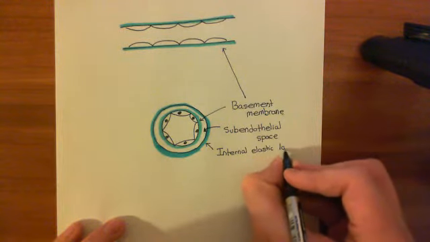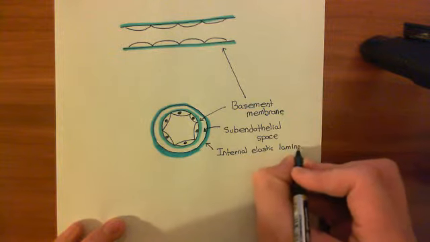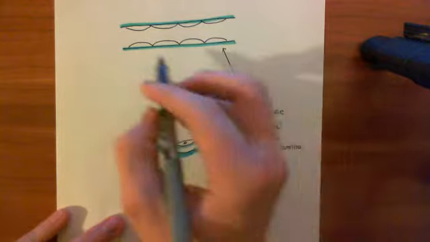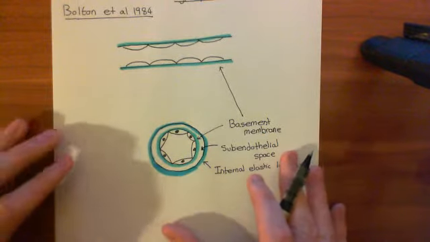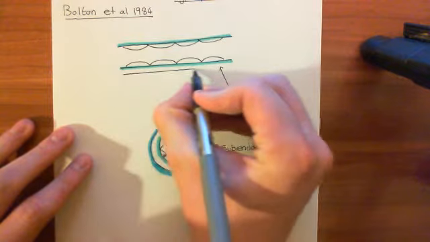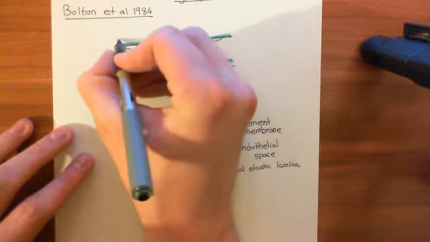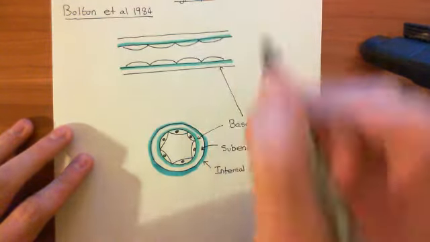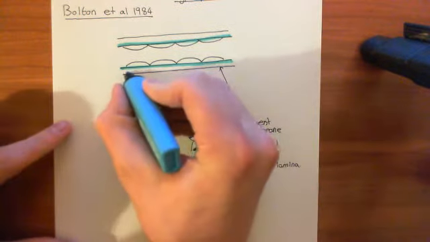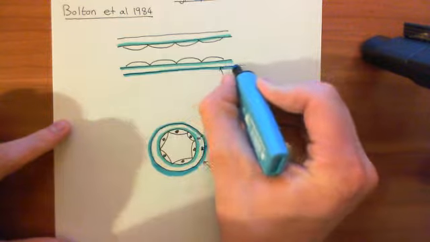Internal elastic lamina. Right, now let's add the internal elastic lamina into this longitudinal picture here. So we have the subendothelial space after the basement membrane, and then you have the internal elastic lamina outside of that. So in blue here, this is the internal elastic lamina.